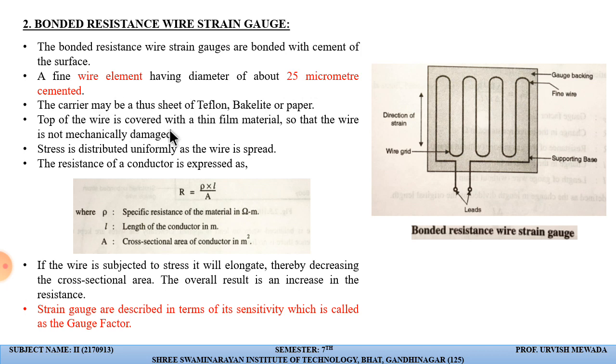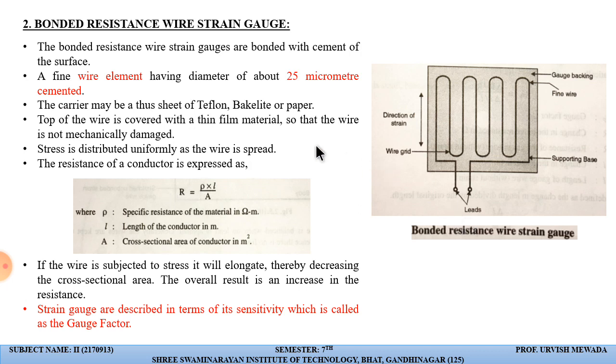Generally we can use Teflon or bakelite or paper as a carrier, on which we mount the wire, and the top of the wire is covered with a thin film material, so that we can provide mechanical protection to this gauge, because if any heavy thing strikes this strain gauge, that can damage the gauge wire. So due to this thin film material, we can protect it from mechanical damage.